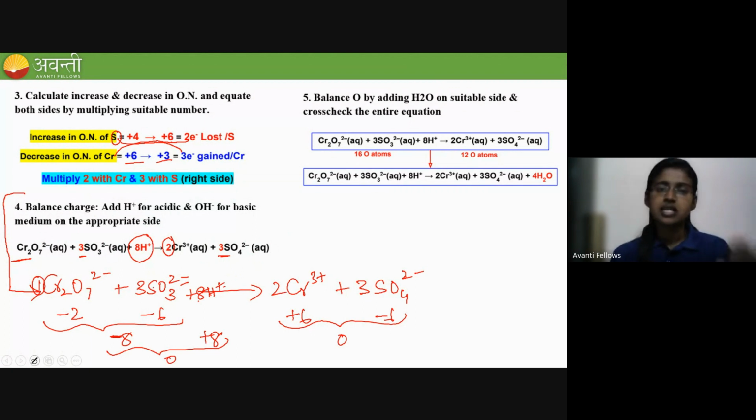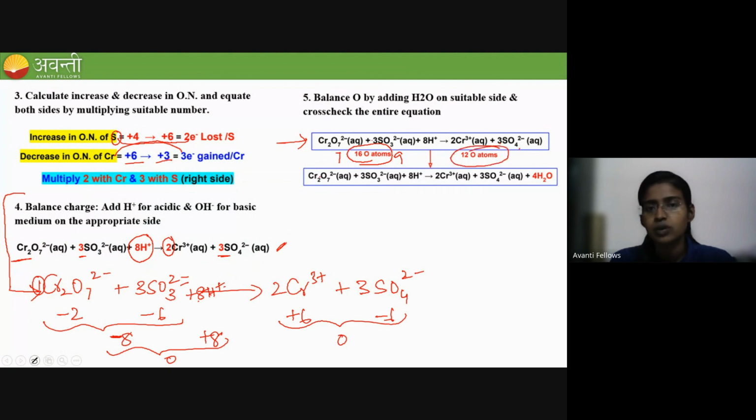Now, if you see to the oxygen atom, in the left hand side we have balanced this equation and we have got this equation. Now, if you look into the oxygen, it is not balanced. In the left hand side, we have here 7 oxygen and here 3 into 3, 9. So totally we have 16 oxygen in the left hand side. In the right hand side, 3 into 4 is 12. Only 12 oxygen atoms we have.